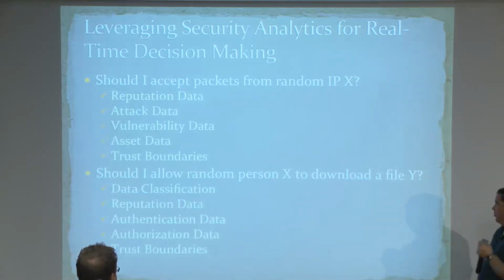Should I allow some person to download a file? Well, what's the data classification of that file? What's the reputation data, the authentication data, authorization, trust boundaries, things like that. So we need to figure out what are the right questions that we should be asking, where does that data sit, and then how to combine that data into a query that returns meaningful results for us.